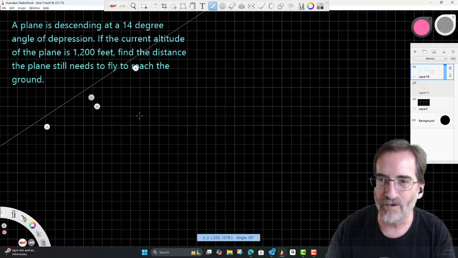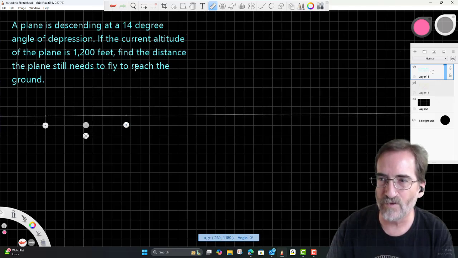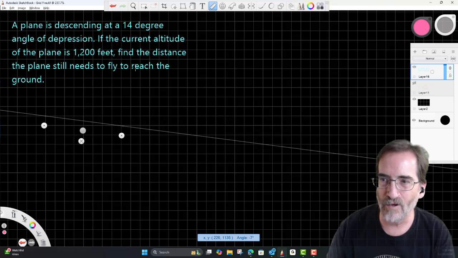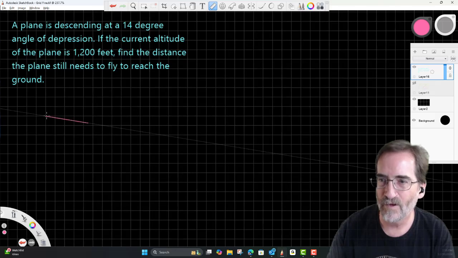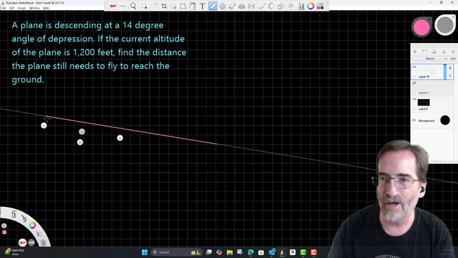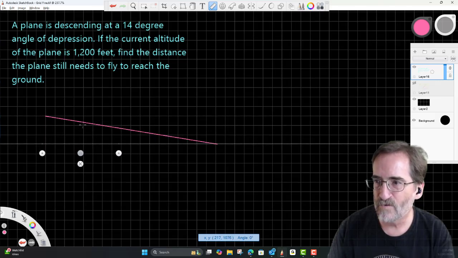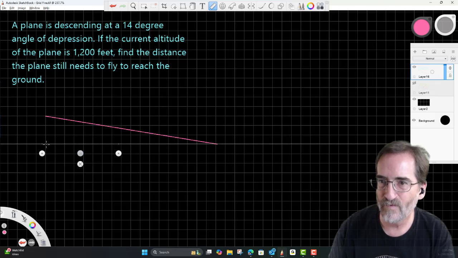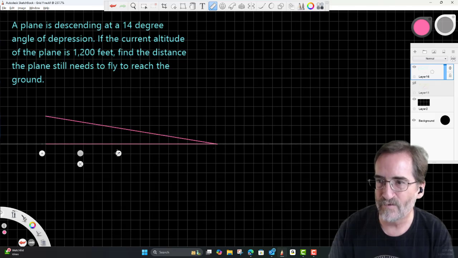So we have an airplane traveling along, and it's got an angle of depression. That means from the horizontal, it's angling down at a 14-degree angle. So it's traveling downward like so. 14-degree angle of depression. It is currently 1,200 feet above the ground.